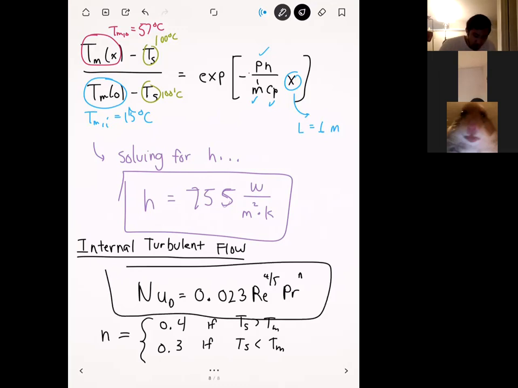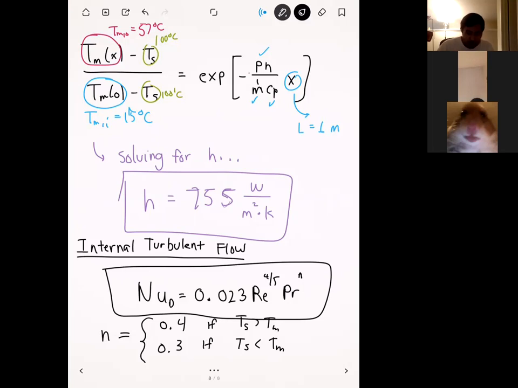And so for cases where you can't solve for h from the mean temperature equation, this is basically how you would do it. You just have to be careful about what you plug in for n, depending on whether your fluid is heating up or cooling down. And this is valid for both constant heat flux and constant surface temperature. All right, any questions on this?